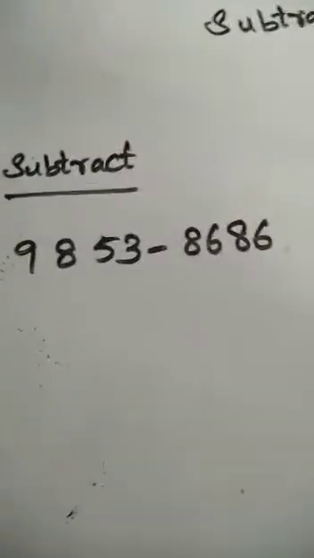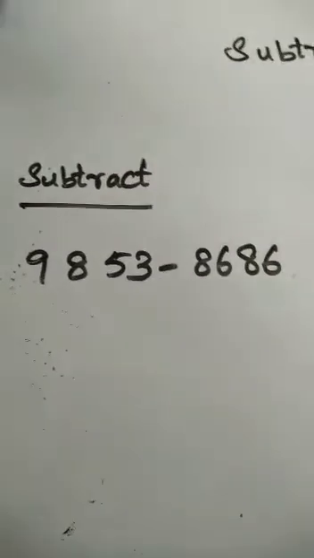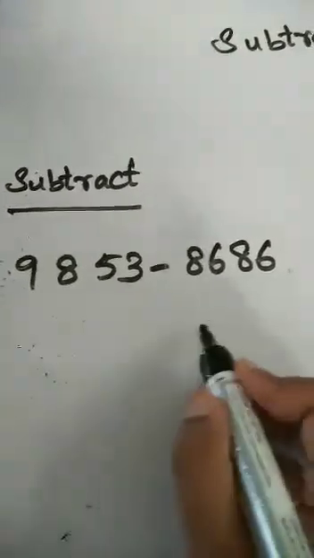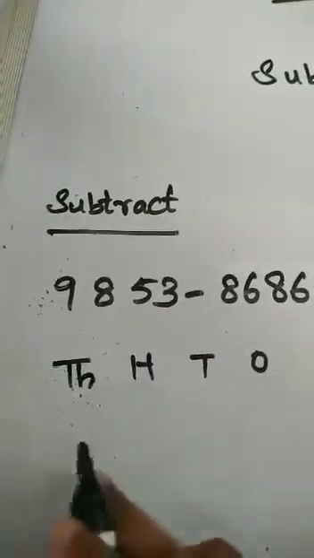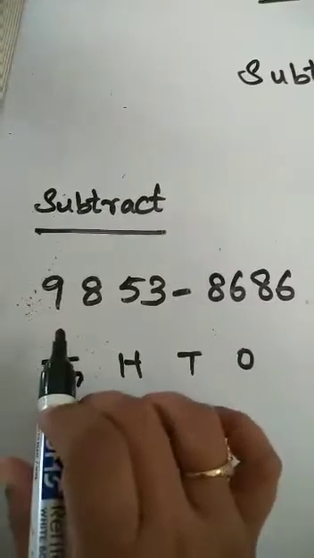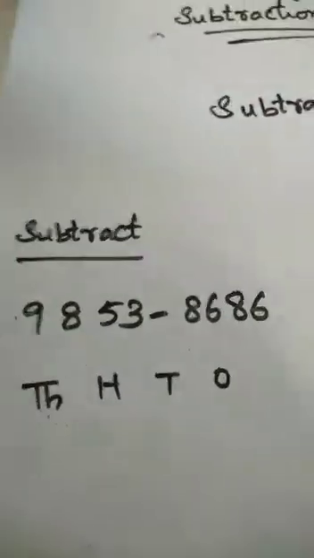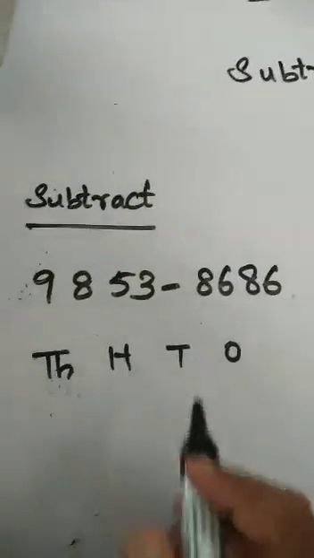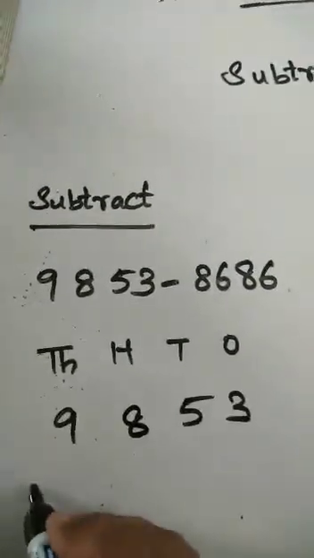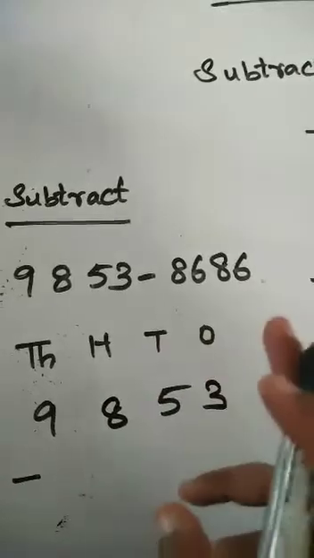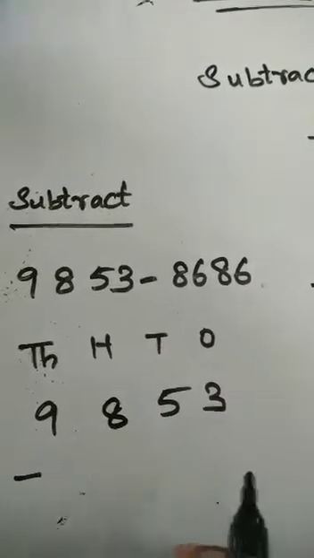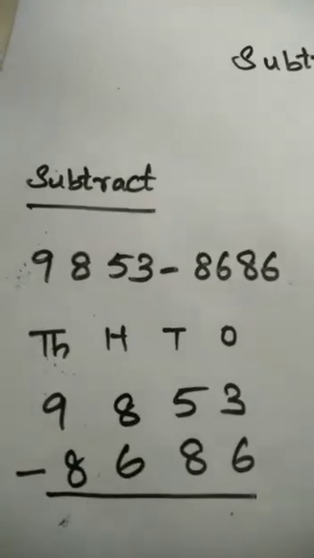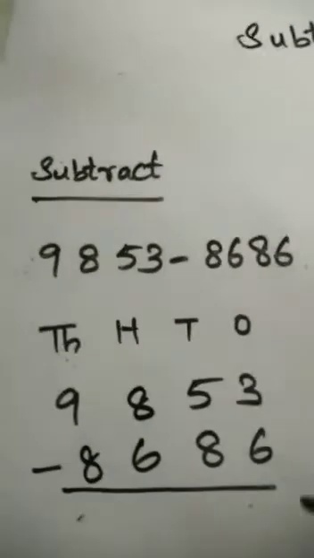Okay, one more example we will take, subtraction of 4-digit numbers with borrowing. Ones, tens, hundreds, thousands. We write the bigger number on top, so 9853 on top. Smaller number, 8686, at the bottom. So here we have to do the subtraction.